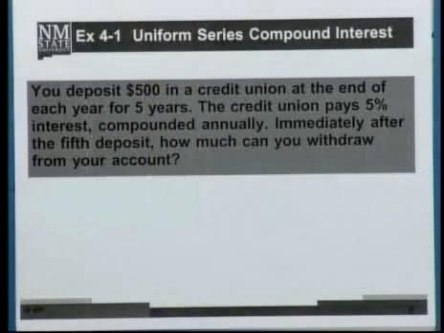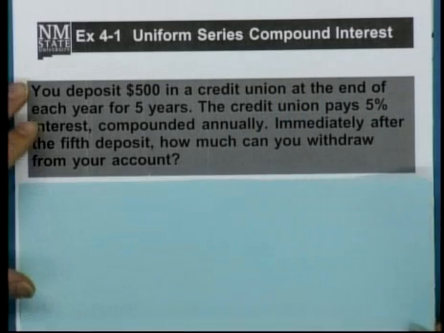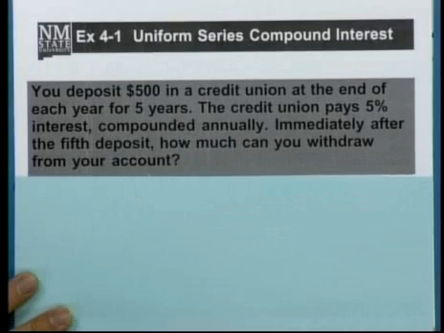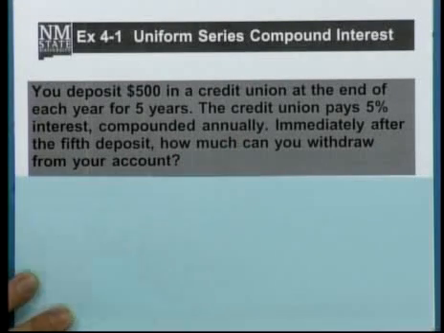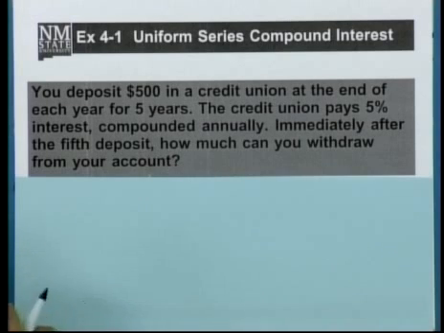Okay, then let's take a textbook example, which is 4-1. You deposit $500 in a credit union at the end of each year for 5 years. The credit union pays 5% interest compounded annually. Immediately after the fifth deposit, how much can you withdraw from your account? So you deposit $500 at the end of each year for 5 years, right? And they pay 5% interest compounded annually, right? And the question is, immediately after the fifth deposit, how much can you withdraw from your account?